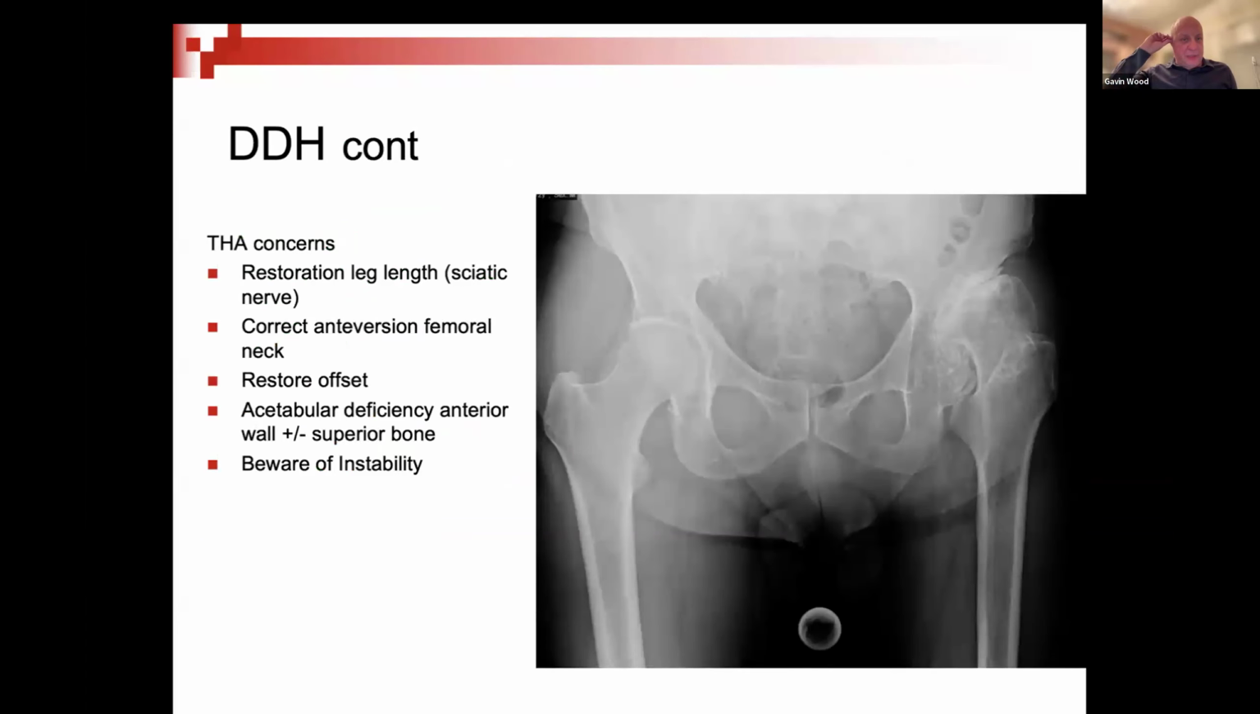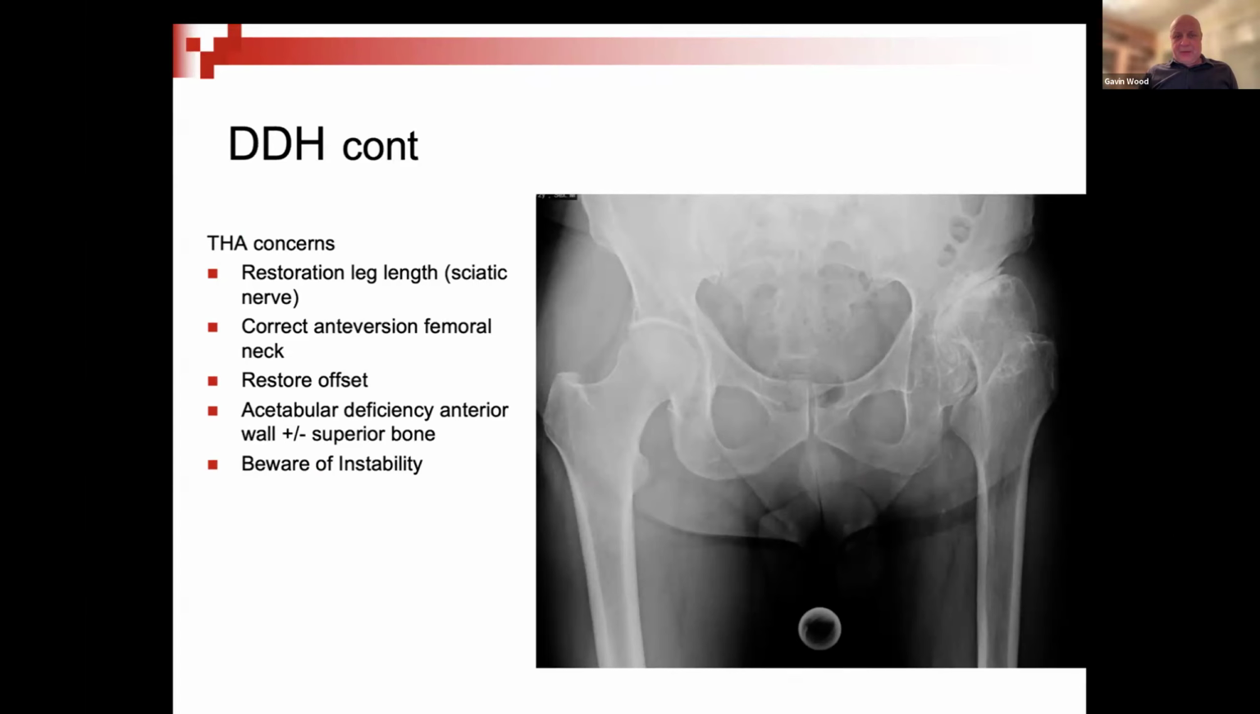So when you're doing a hip replacement, you want to restore leg length. Sometimes they're so short, if you try to bring the hip down, that can lead to excessive lengthening of the femur. And with that come problems with regards to the sciatic nerve, which can then be put on stretch and lead to foot drop and weakness. As I mentioned, you also want to try and correct the anteversion of the femoral neck, so you sometimes have to retrovert these stems. And then you want to restore the offset.